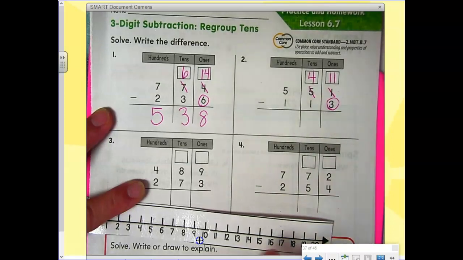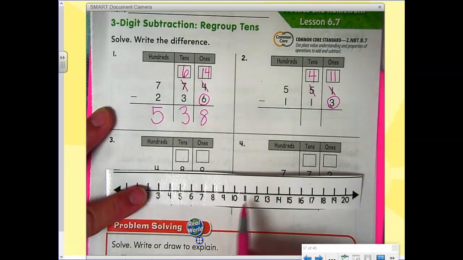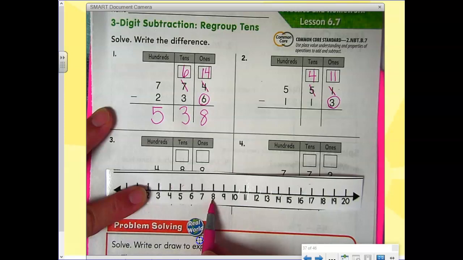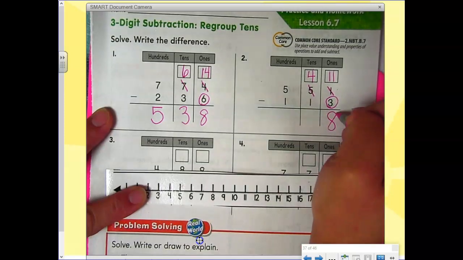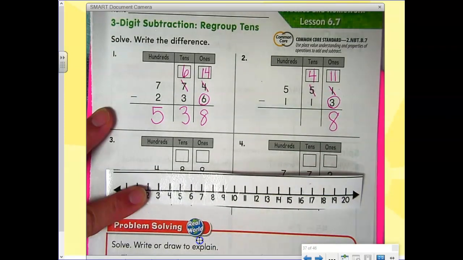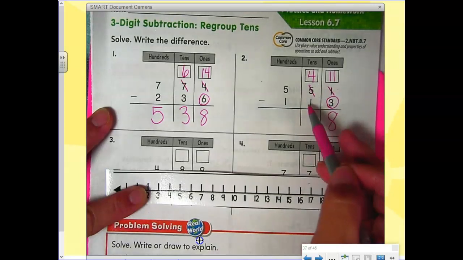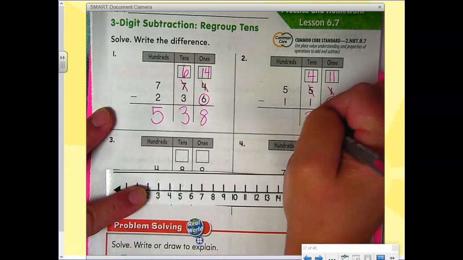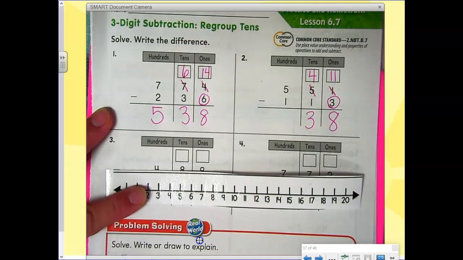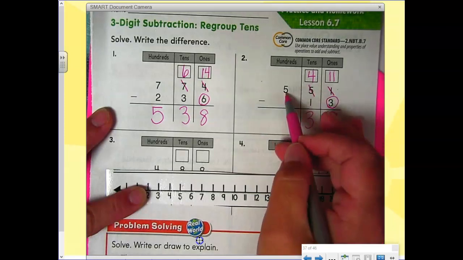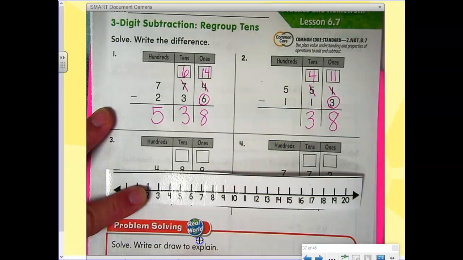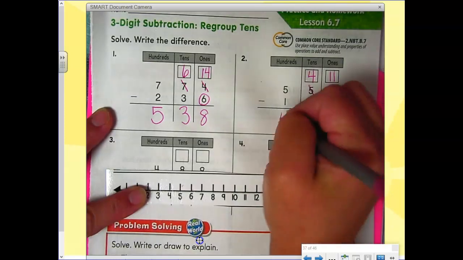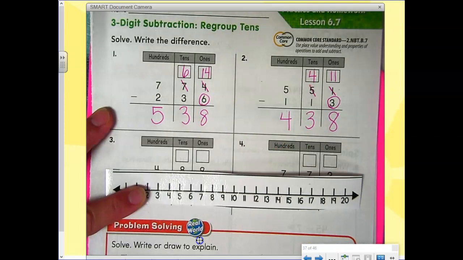11 minus 3 now is my problem. So 11, count back 3. 1, 2, 3. My answer is 8. Go to the tens place. 4 minus 1 is 3. And 5 minus 1 is 4. My answer is 438.